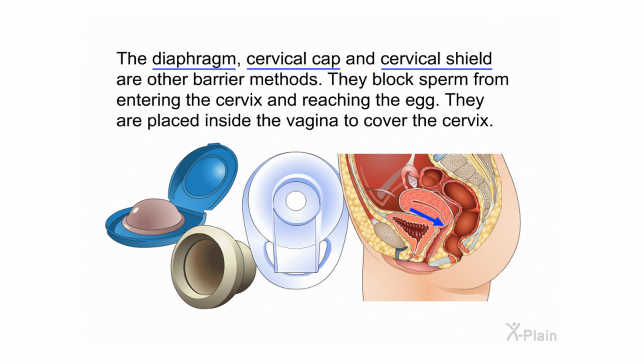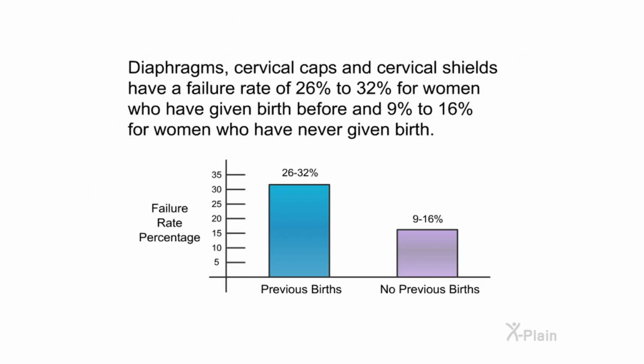The diaphragm, cervical cap, and cervical shield are other barrier methods. They block sperm from entering the cervix and reaching the egg. They are placed inside the vagina to cover the cervix. They have a failure rate of 26 to 32% for women who have given birth before, and 9 to 16% for women who have never given birth.